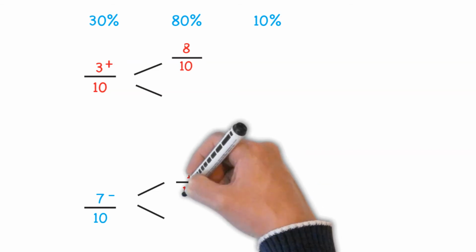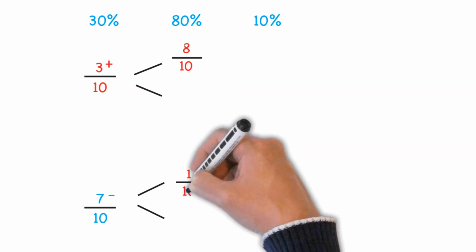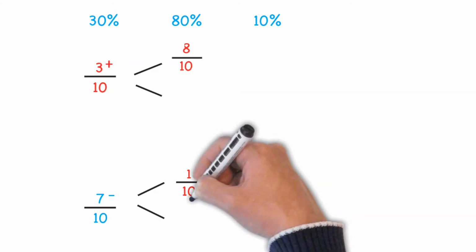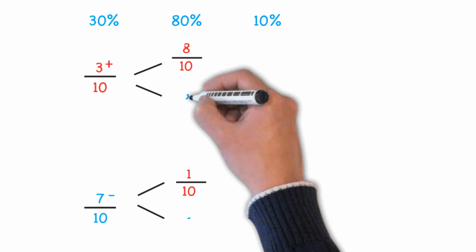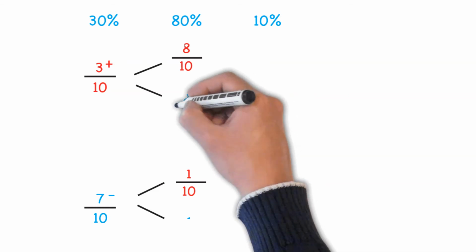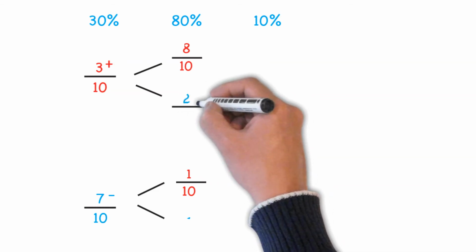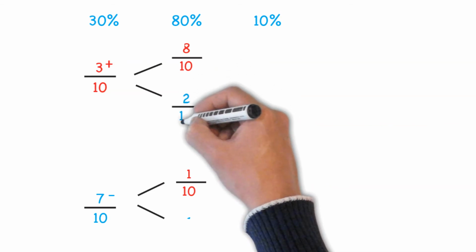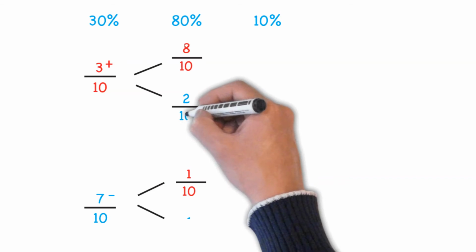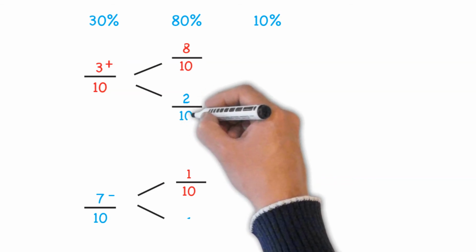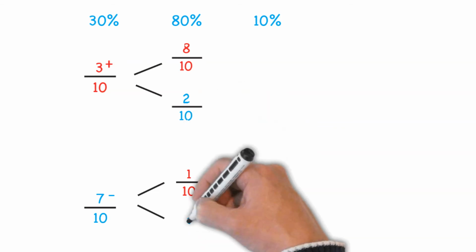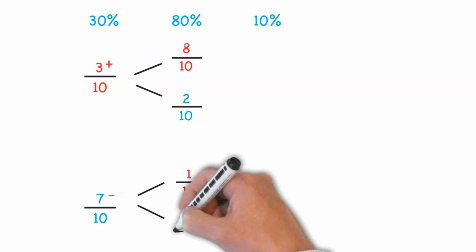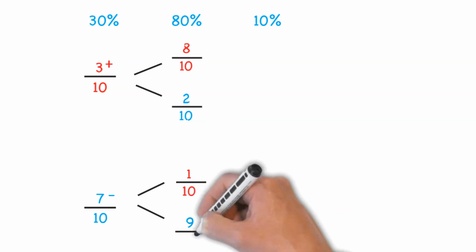And down here we said 10% of these also tested positive, even though they did not have the disease. So that'd be 1/10. That, of course, means that 20%, 2/10 of people with the disease actually tested negative. And in this case, 9/10 of these people did test negative, right?